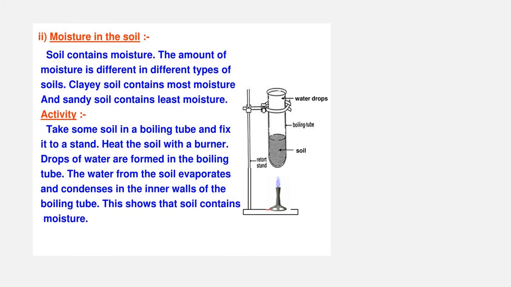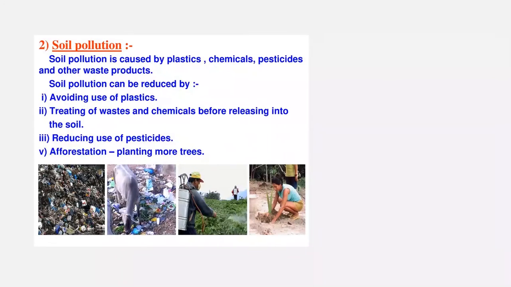If I take some soil in a test tube and heat it, it crackles and the water in it comes out, and water drops will be settling on the sides of it. So the water from the soil evaporates and condenses on the inner walls of the boiling tube. I hope you follow.